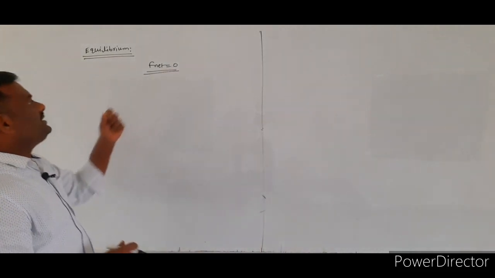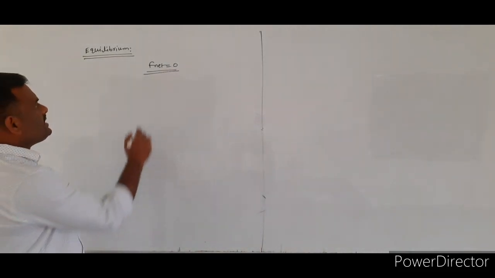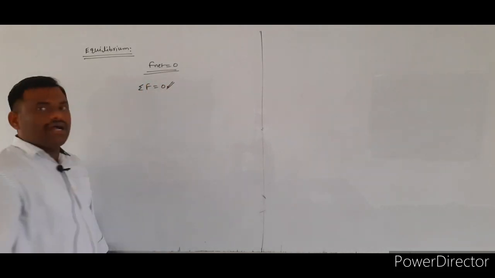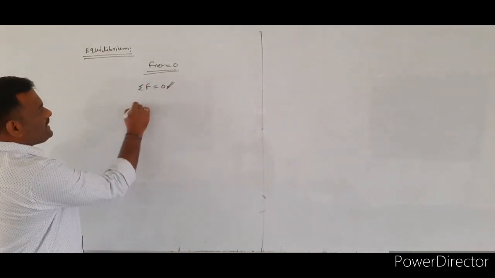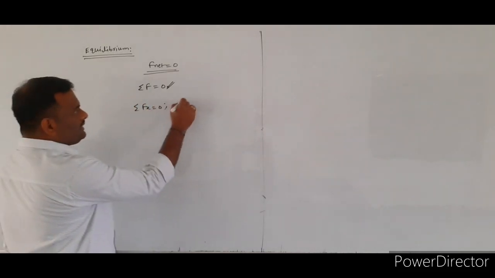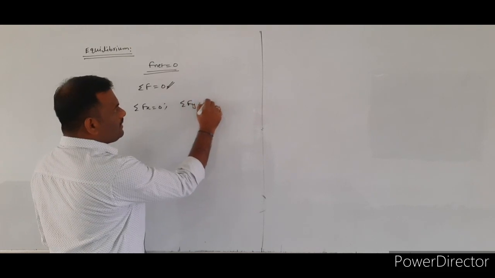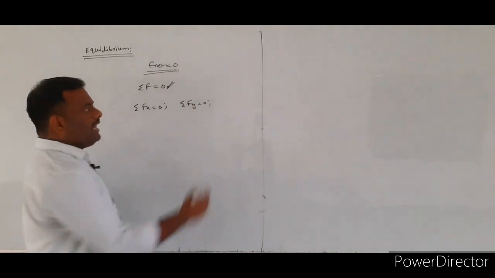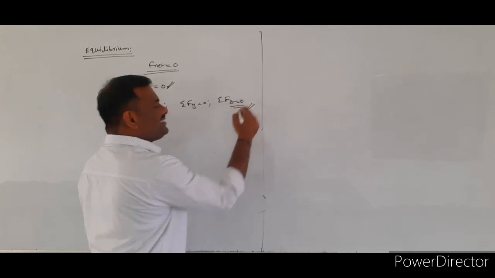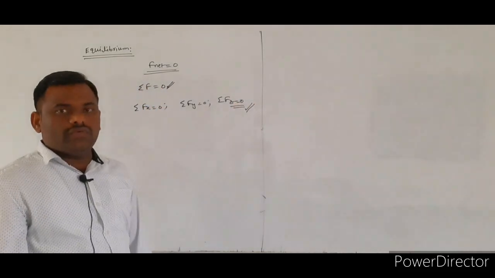If any object is said to be in a state of rest, simply we write that the sum of all the forces is equal to 0. That means the sum of all the forces along the x-axis is equal to 0, the sum of all the forces along the y-axis is equal to 0, and the sum of all the forces acting along the z-axis is also equal to 0.